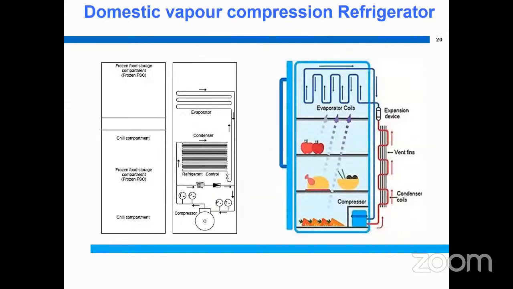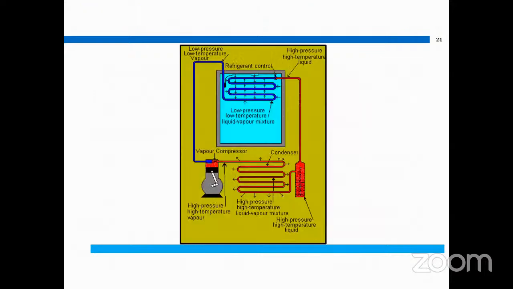So this is the pictorial view for the vapour compression refrigerator. So we could see the various parts, evaporator, condenser. And this is again the refrigerator. So we could see the various parts and various temperature differences. Low pressure, low temperature, liquid vapor mixture, then condenser.